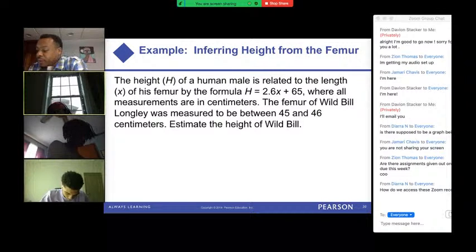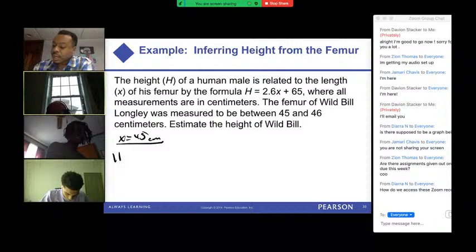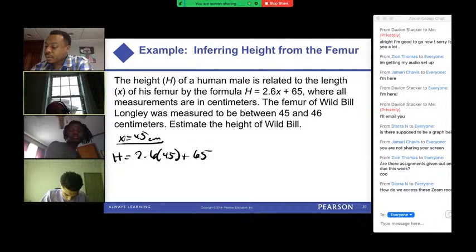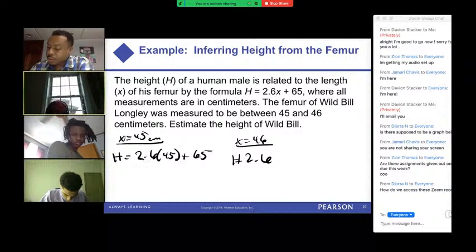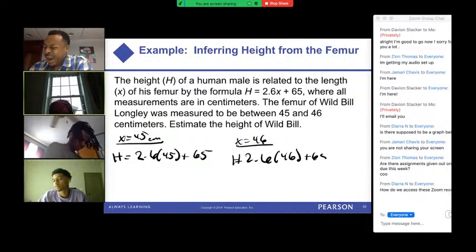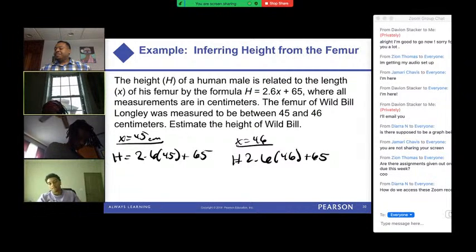So if his femur is between 45 and 46, let's plug in when x is 45. So when we have 45 centimeters, then his height could be 2.6 times 45 plus 65. And then when x is 46, we do the same thing. The height is going to be 2.6 times 46 plus 65. Then we would crunch those numbers and we would get a result.